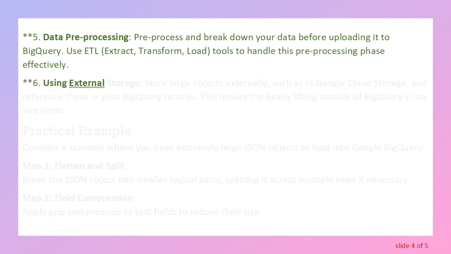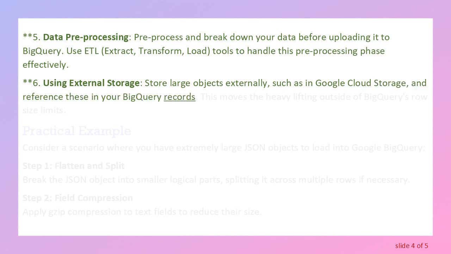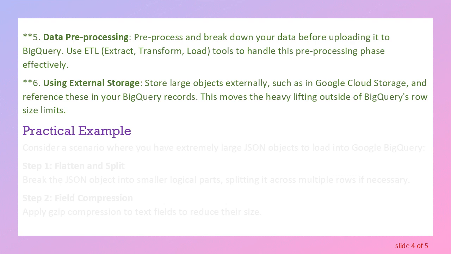6. Using external storage. Store large objects externally, such as in Google Cloud Storage, and reference these in your BigQuery records. This moves the heavy lifting outside of BigQuery's row size limits. Practical example. Consider a scenario where you have extremely large JSON objects to load into Google BigQuery.